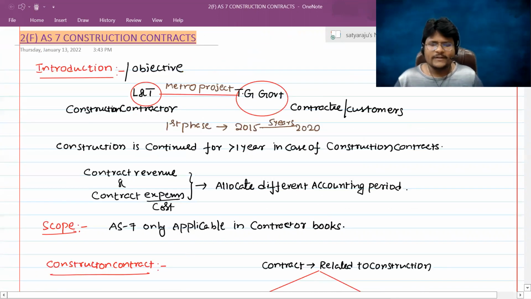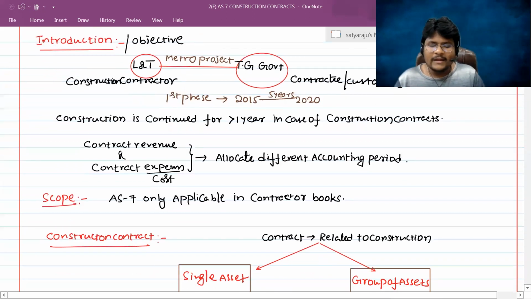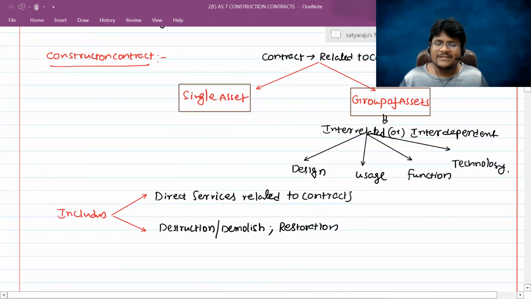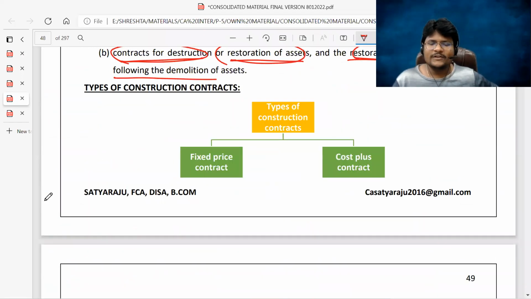So just now we discussed the reason for the introduction of AS7, that is mainly how the contract revenue and the contract cost should be spread over the number of years, that is the number of accounting periods, and in which books it is applicable, and what is the meaning of a construction contract. Just now we saw it through different examples. Then coming to the types of construction contracts, how generally the contract will be entered into between the contractor as well as the contractee. That is nothing but types of construction contracts.